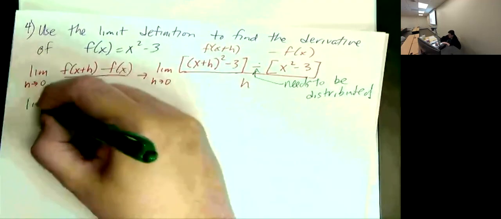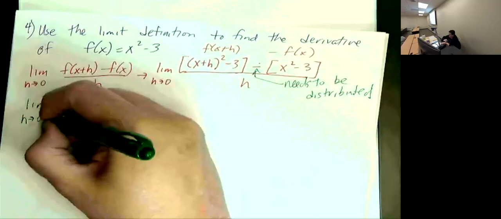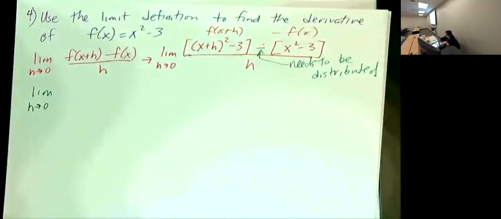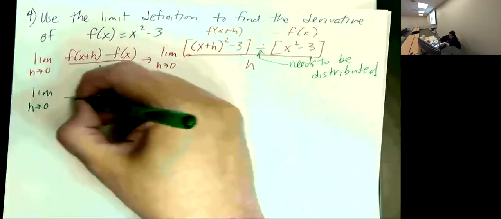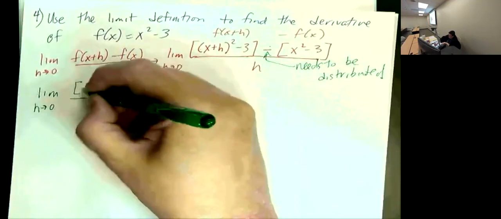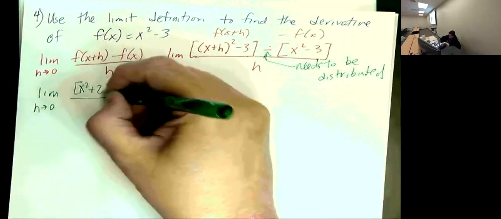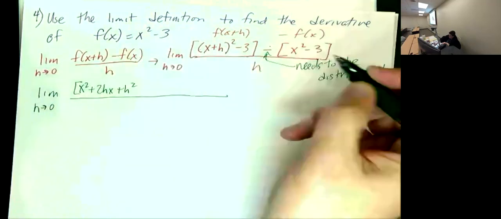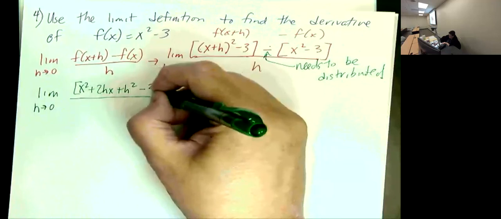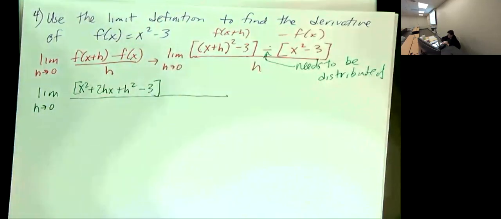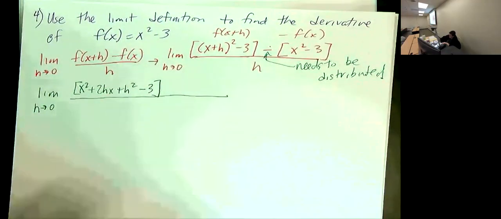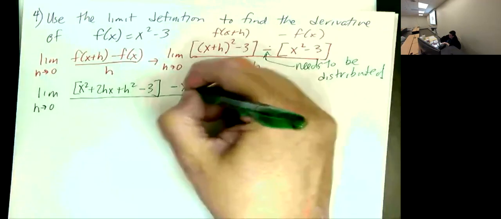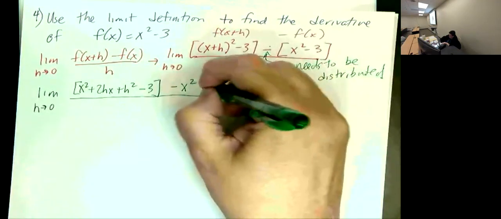You should keep writing the limit down until you evaluate the limit. You should have a limit as h goes to 0 on all of these. Keep doing the limit until you've taken the limit. x plus h squared is x squared plus 2hx plus h squared. Then I have minus 3. That's my first term. And now I'm going to distribute that minus sign and get rid of the brackets. That way I know I've done it.